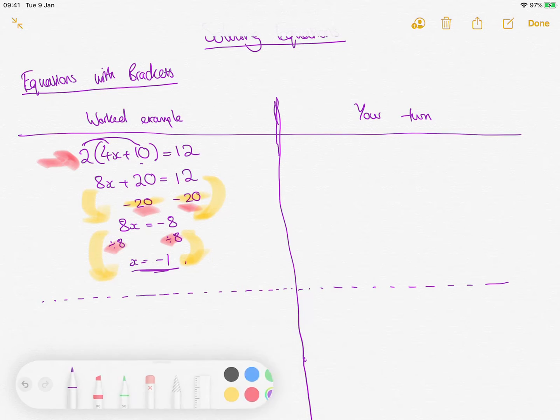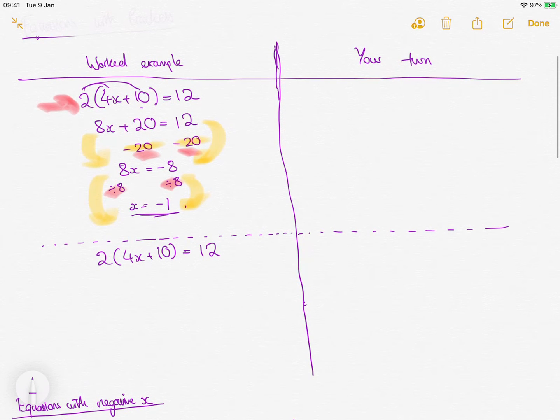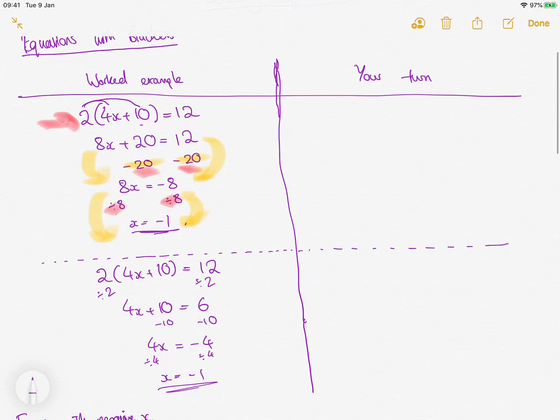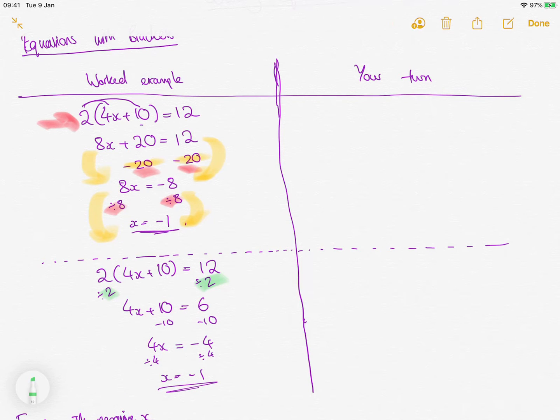The other way to do this, and the other way we learned in class, was I'm going to do exactly the same question, but I'm going to do it slightly differently. Maybe you can think, oh, what could I possibly do here? Well, so notice I've got to the same answer, but my first step this time was different. I divided both sides by 2.